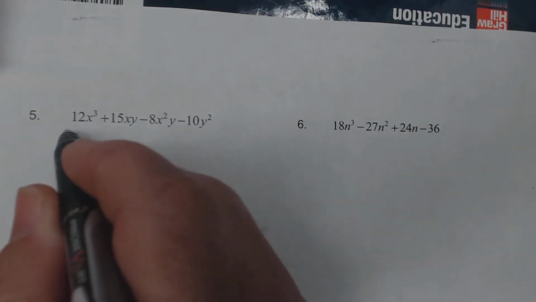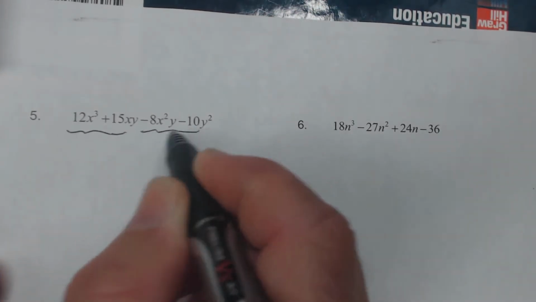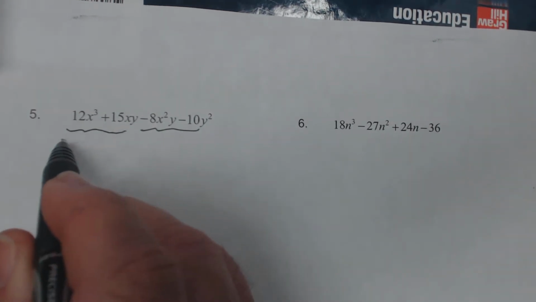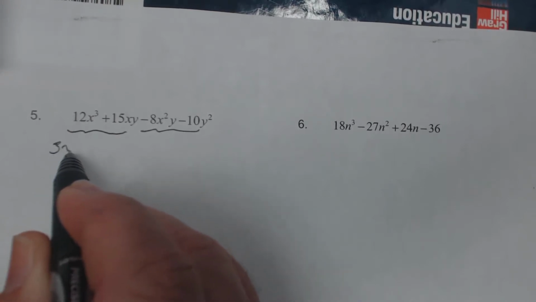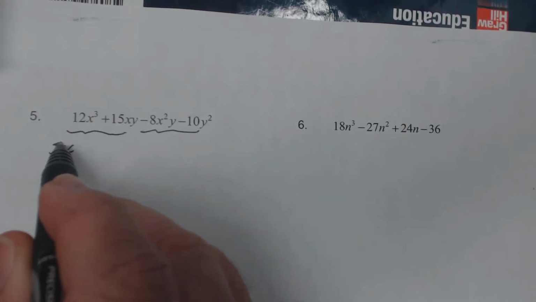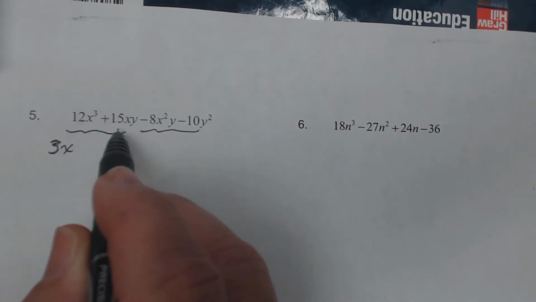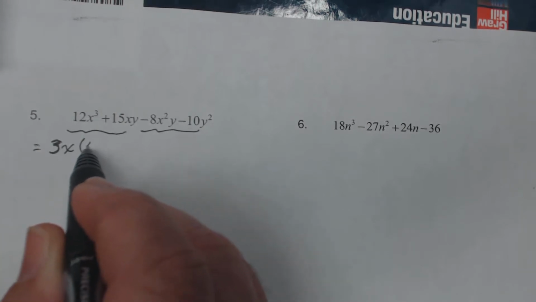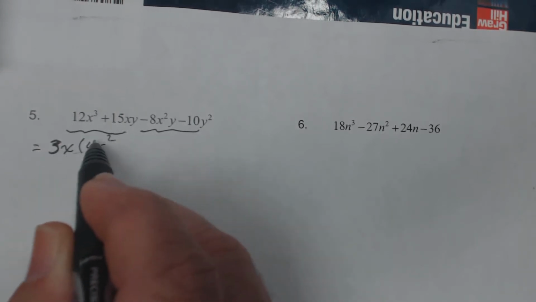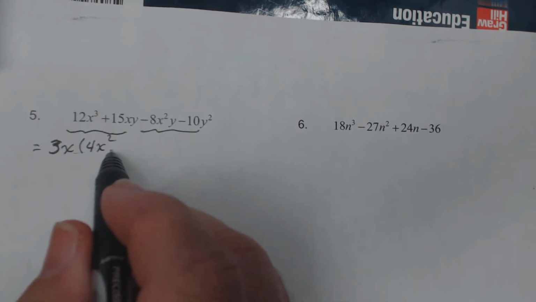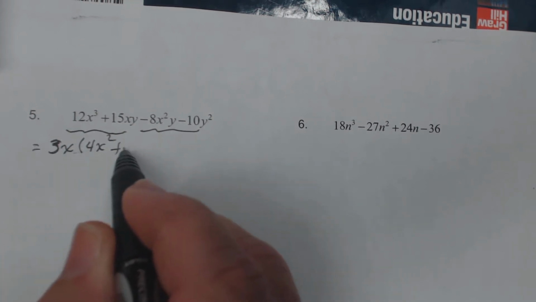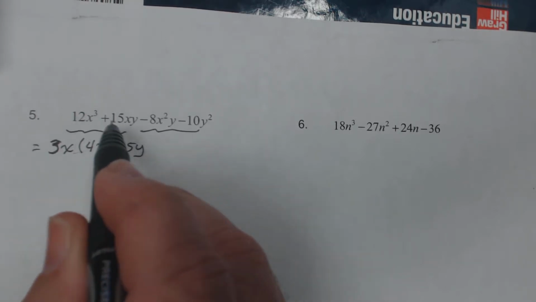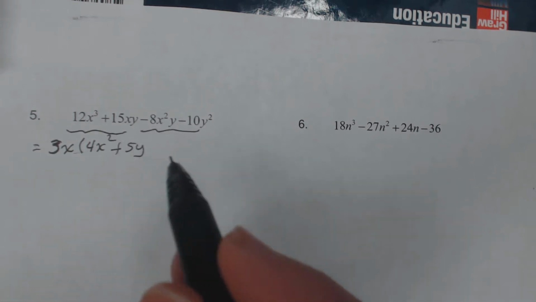And so from the first group, I'm going to factor out a 3x, it looks like. So it looks like the GCF of the first group is 3x. So when you factor out a 3x, you get 3x times 4x squared is 12x cubed plus, and then over here, 3x times 5y is 15xy. So 3 times 5 is 15, x times y is xy.